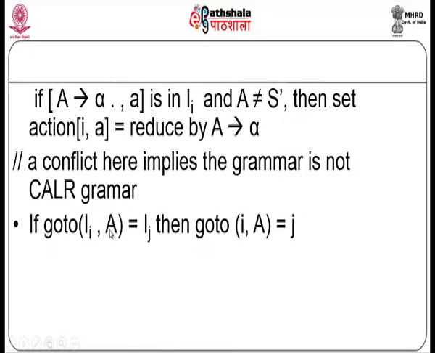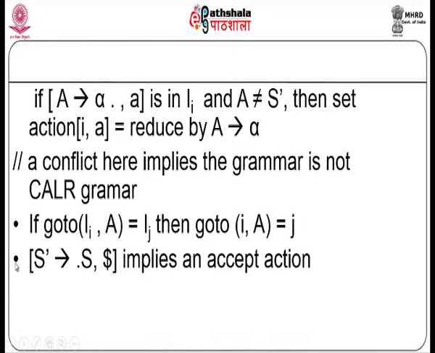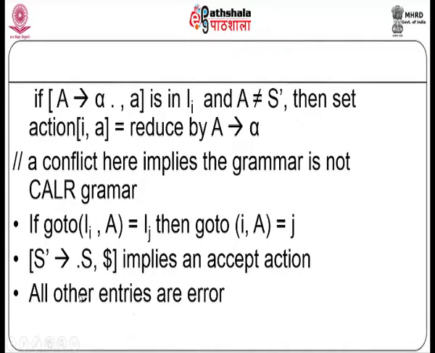And if goto of Ii comma A is equal to Ij, I am looking at the non-terminal alone here, then at the intersection of i comma A, you simply add the component j. So from item number Ii on A, if it goes to Ij, then goto of i comma A will be only j. And the last one implies an accept action. That is, S dash produces dot S comma dollar implies an accept action. So for the item number at the intersection of i comma dollar, you add the action as accept. All other entries are going to be error.